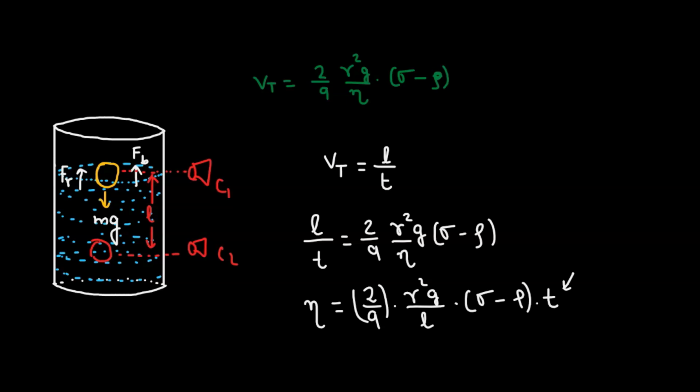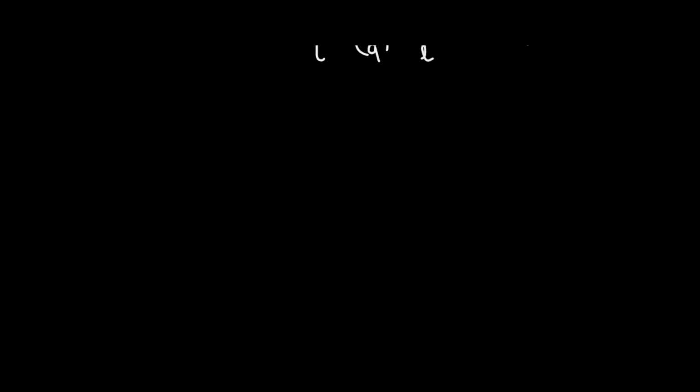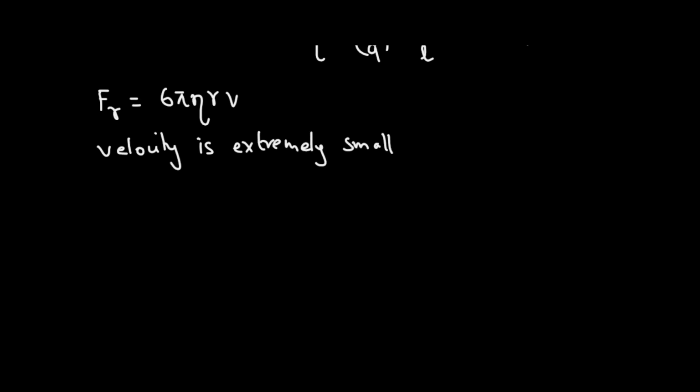A couple of notes that I need to make before moving on. The viscous drag force that was mentioned in this particular problem is f of r equals 6 pi eta r times v. This is valid, or you can say this is a very good approximation, when our velocity v is extremely small. But there are certain cases when v is very large, and that's when we are entering the region of turbulent flow.